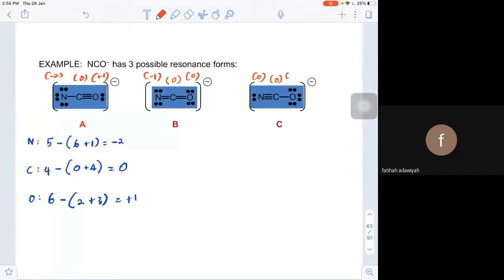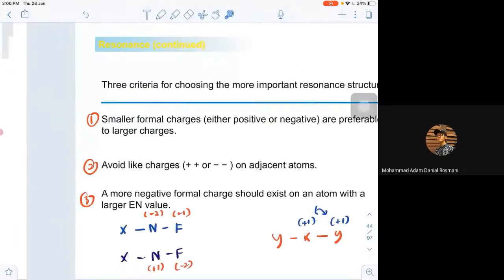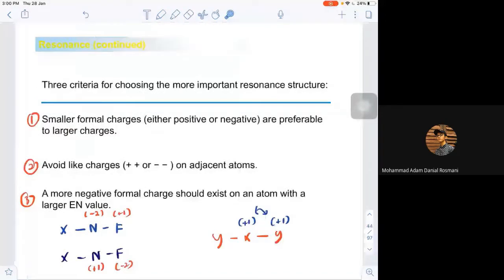It has 6 valence electrons plus 6 unshared minus 6 unshared electrons plus 1 bond, so that it is equal to negative 1. Okay, so now we want to determine the best structure. We have to consider 3 criteria that we have discussed before, 3 criteria of choosing the more important resonance structure.